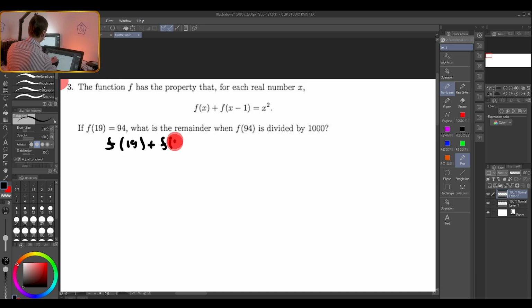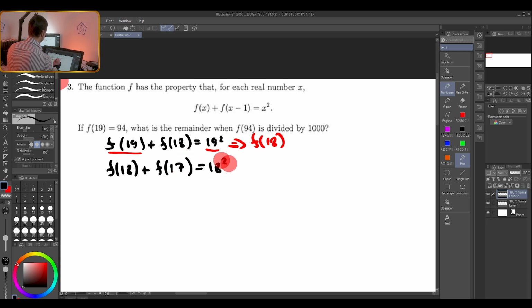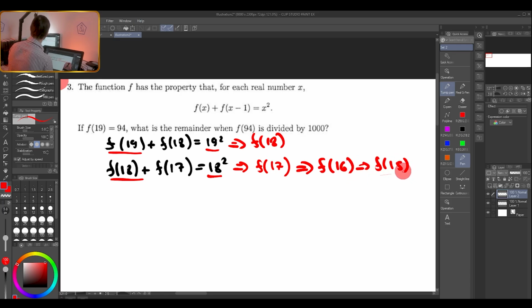f of 19 plus f of 18 equals 19 squared. Well, what we know here? Here we know 19 squared, and we know f of 19, which is 94. And from here we can find immediately f of 18. Once we know f of 18, we substitute 18 here instead of x, and we will get an equation that looks like f of 18 plus f of 17 equals 18 squared. And again, here we know this number, and from here we can find f of 17. And so on. You can continue, and you will be able to find f of 16, f of 15, and so on. And everything looks great.